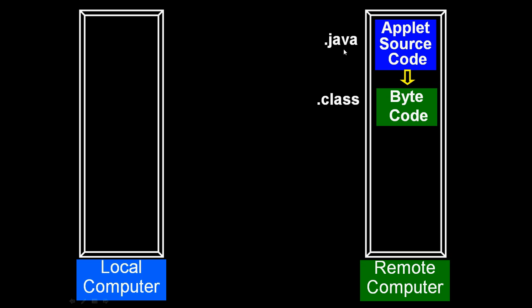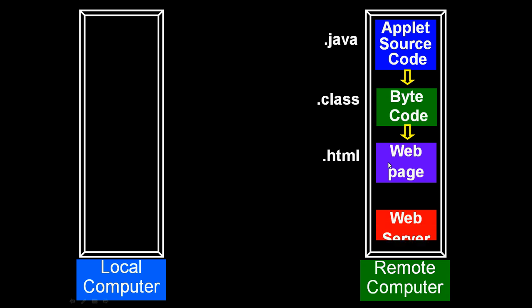See, the source code has the extension .java. Bytecode has the extension .class. This bytecode is included in the web page, and web pages have the extension either .htm or .html. Of course, nowadays we are looking at different extensions. However, here for example purposes I am using .htm or .html. So the bytecode is inserted into the web page. For this we require tags like the applet tag, with which we can include the applet in the web pages. Now lastly, this web page is kept in the web server. So this is what is happening at the remote computer side.